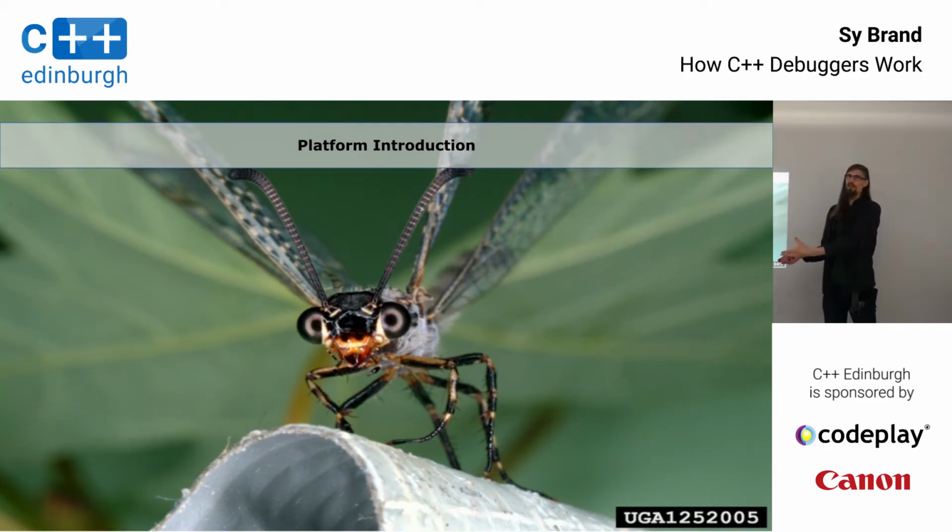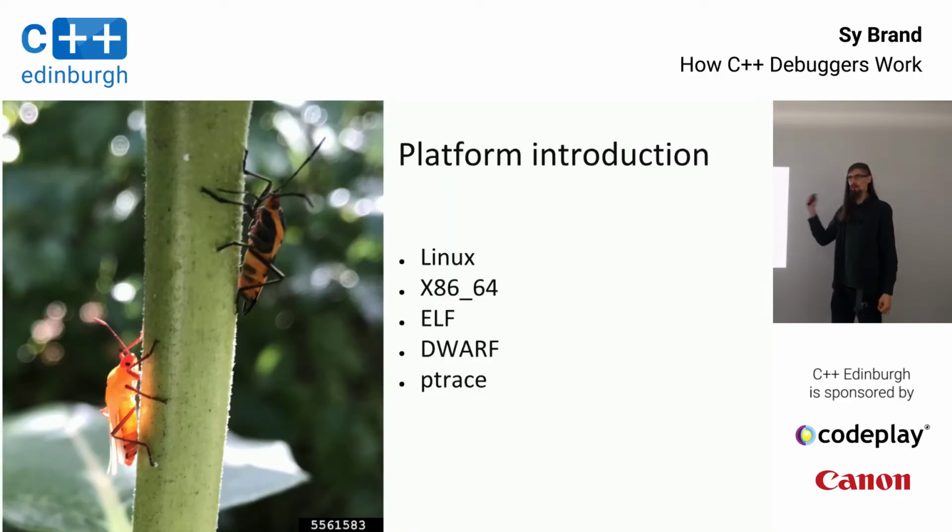In order to explain all these concepts, I'm going to be using a specific platform. These concepts do broadly apply to other kinds of platforms, but just for simplicity, I'm going to stick to Linux with a 64-bit x86 processor, using ELF as the object file format, DWARF as debug information, and ptrace as a debugging library. You don't need to know what all these terms mean yet because I'm going to be explaining them. So don't worry if some of this looks weird. As long as you know roughly what Linux and x86 are, we should be okay. Does anyone not know what Linux and x86 are? Okay, we're in the right place.